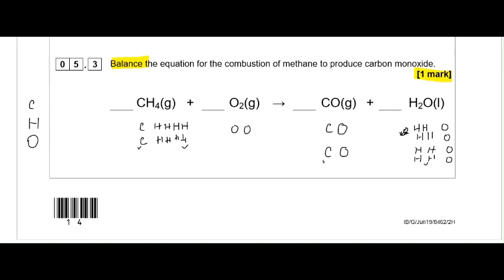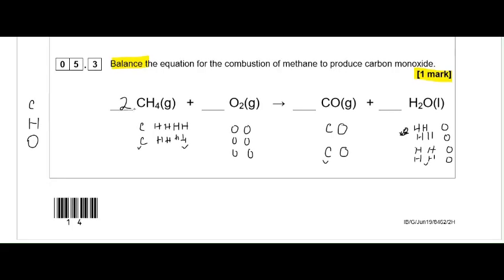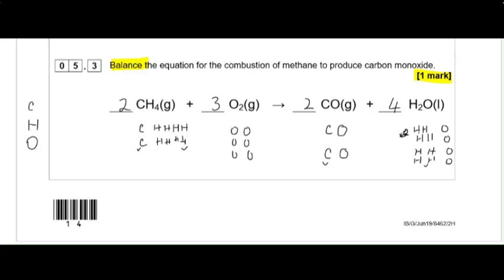On the right hand side, we've got 6 oxygens in total. So on the left hand side, we've got an O2 molecule. So if we multiply that by 3, twos give us our 6 oxygens. And now we can put in the numbers based on the individuals below. So we get 2CH4, 3O2 gives us 2CO plus 4H2O. And as I said, that's a lot of work for 1 mark, but they all count in the end.